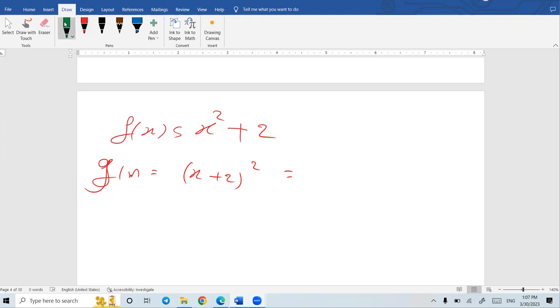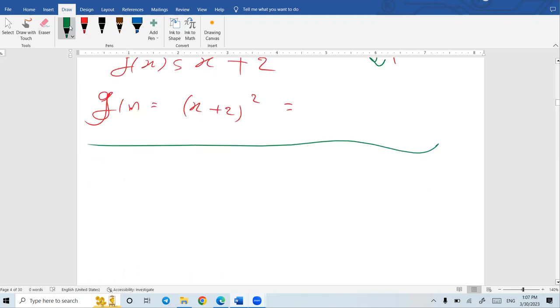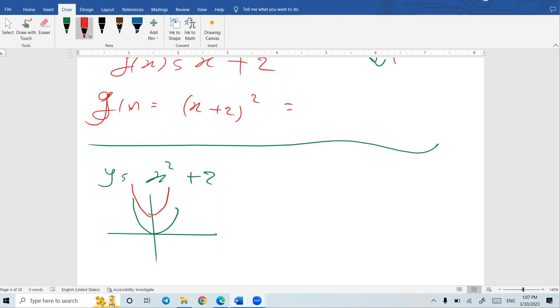If you have addition or subtraction outside the function, it means that you have shifting up and down, the same shape up or down. Later I'm going to talk about the second one, g. So what do I mean by example? For example, y equal to x squared plus 2. Now I say this is my first, and this is the shifting up.